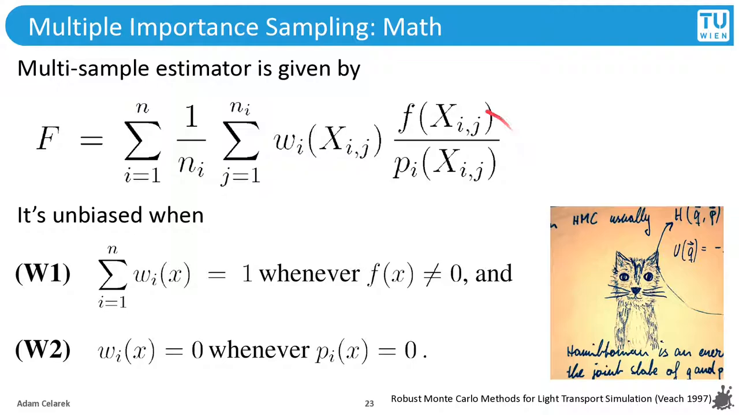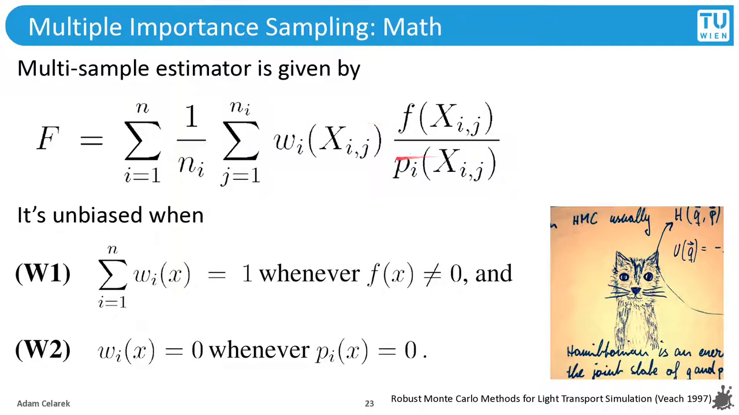Okay, and here we see the multi-sample estimator taken directly from Eric Veitch's PhD thesis. You can read it up. And the expectation of this estimator is again our integral that we want to compute. And those are the conditions. The first one we saw before. It only applies when f of x is not 0. But this is not very limiting, because if f of x is 0, this whole thing becomes 0. So it doesn't matter a lot.